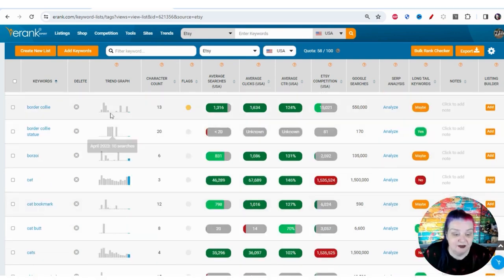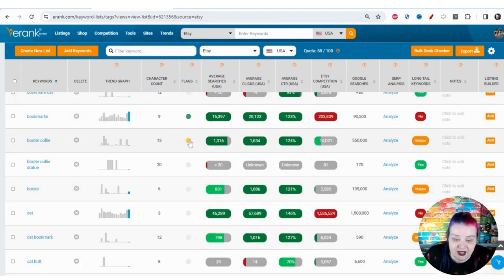But we are looking at border collie statues. So border collies are kind of good. So maybe, okay, I'm actually going to bump that up. I want to be thinking of border collies a little bit more. Maybe make some more things.